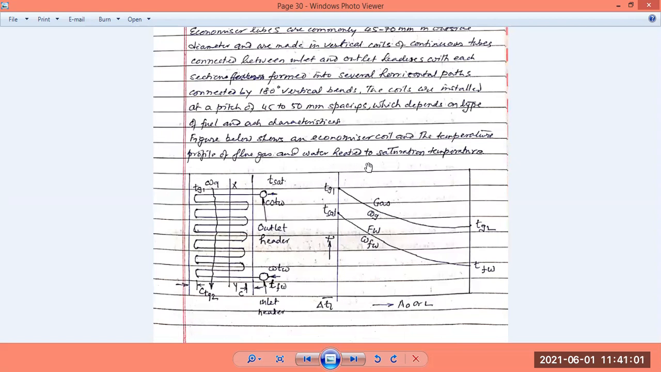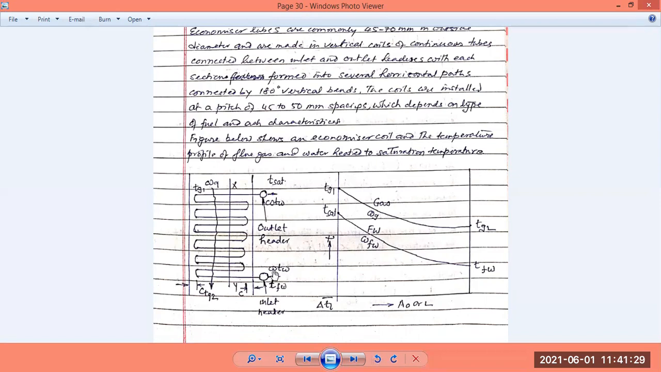First of all, the water is supposed to be heated to the saturation temperature, where it can absorb the maximum amount of moisture or vapor in a given volume. So this is the economizer temperature profile of the gas or water heated to saturation temperature.